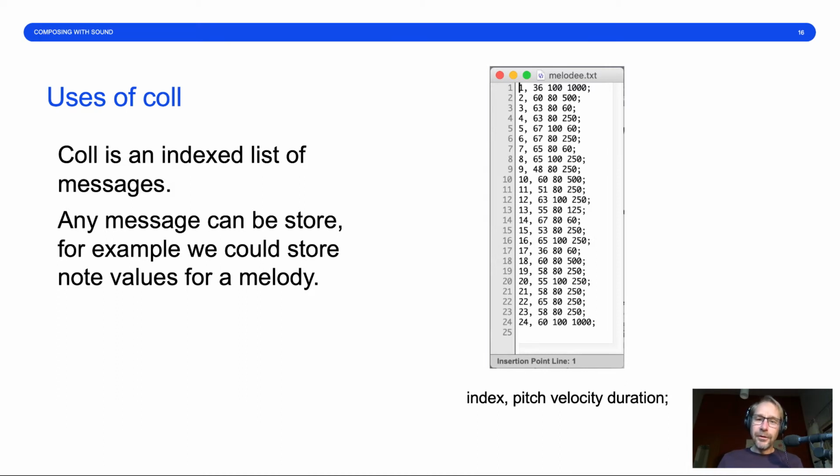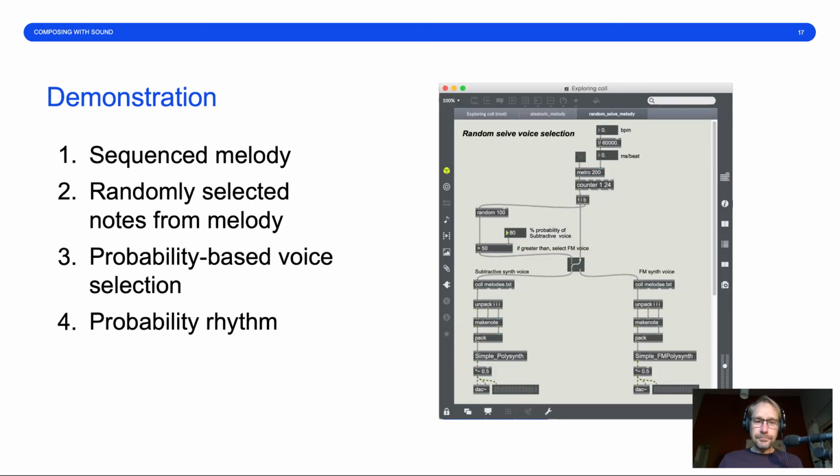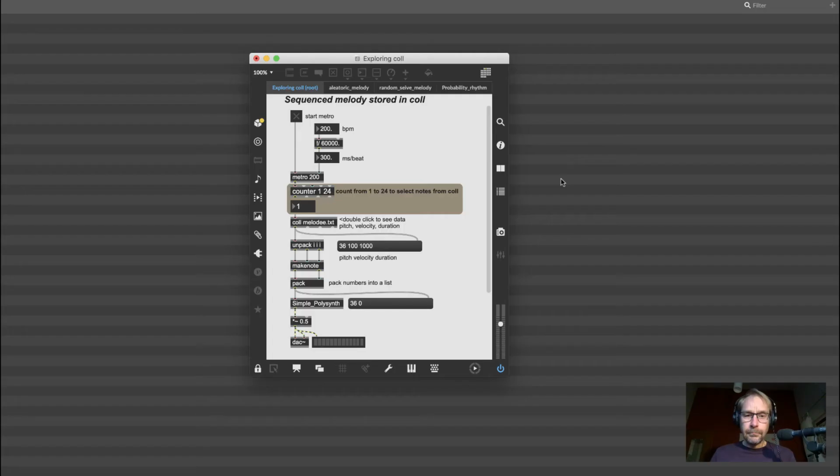This is just the way the coll object works. And when we put an index number into the input of the coll, we get the message, in this case a list of 3 numbers, coming out of the coll. So in this patch, I'm going to demonstrate a sequenced melody, randomly selected notes from a melody, probability-based voice selection, and a probability-based rhythm using the random sieve algorithm.